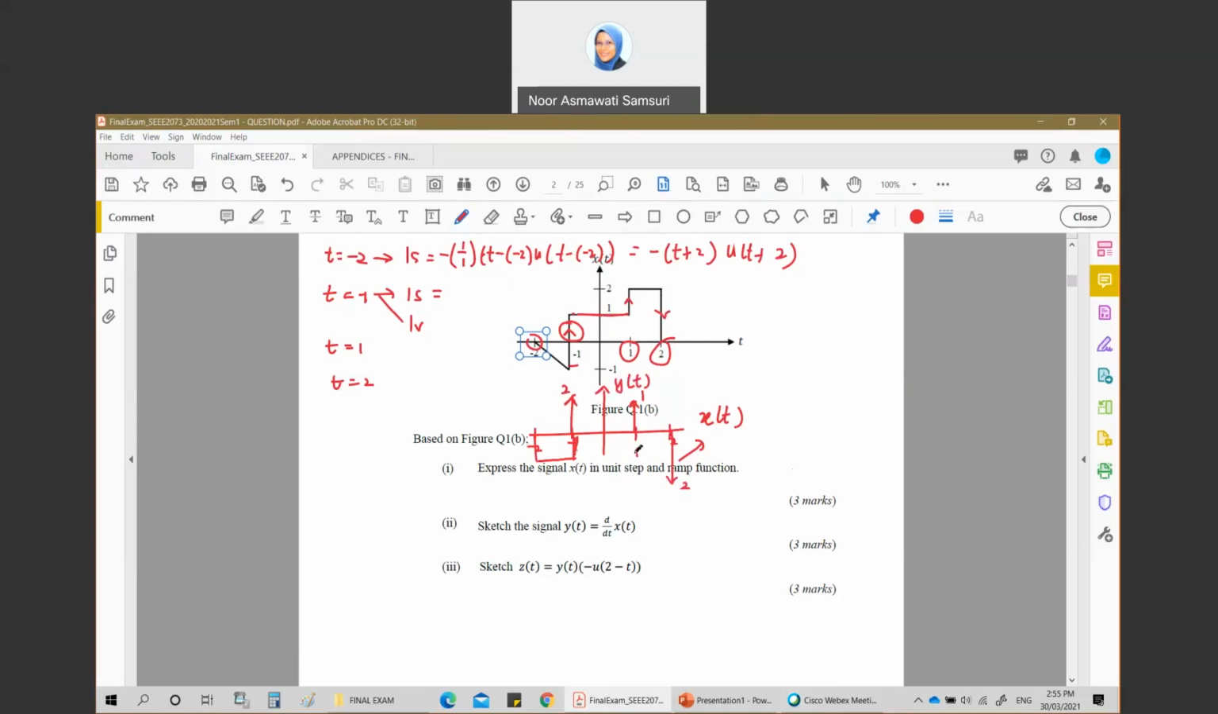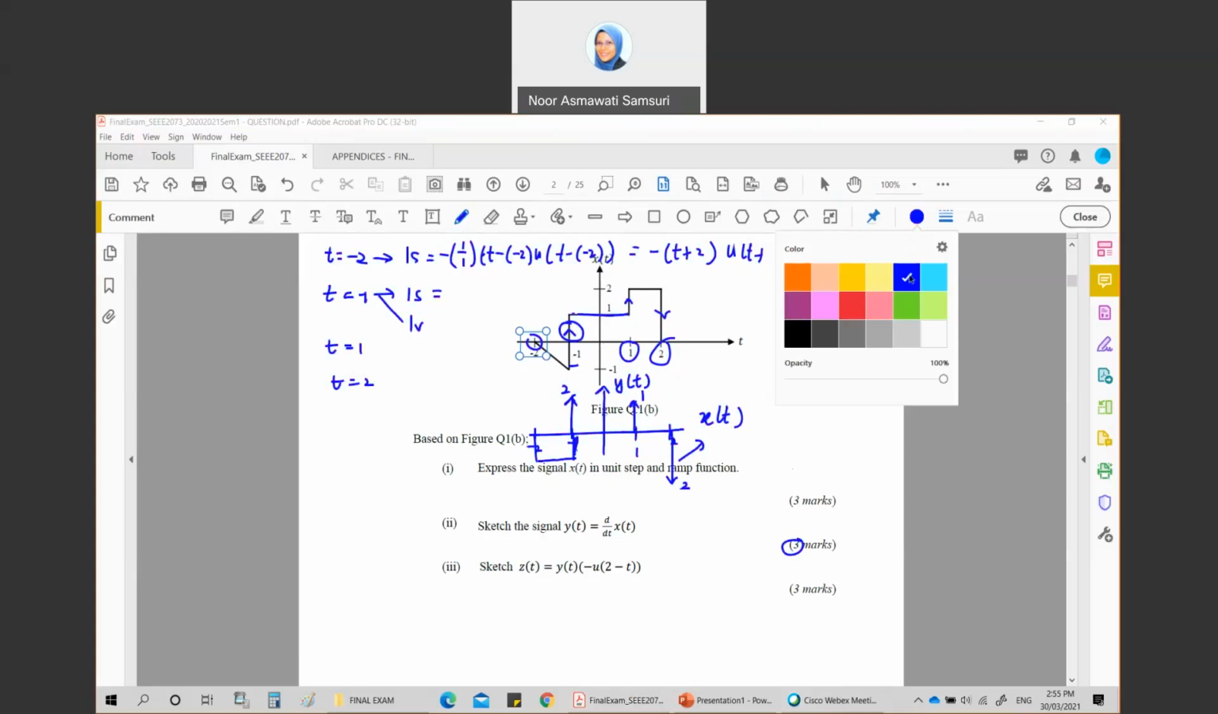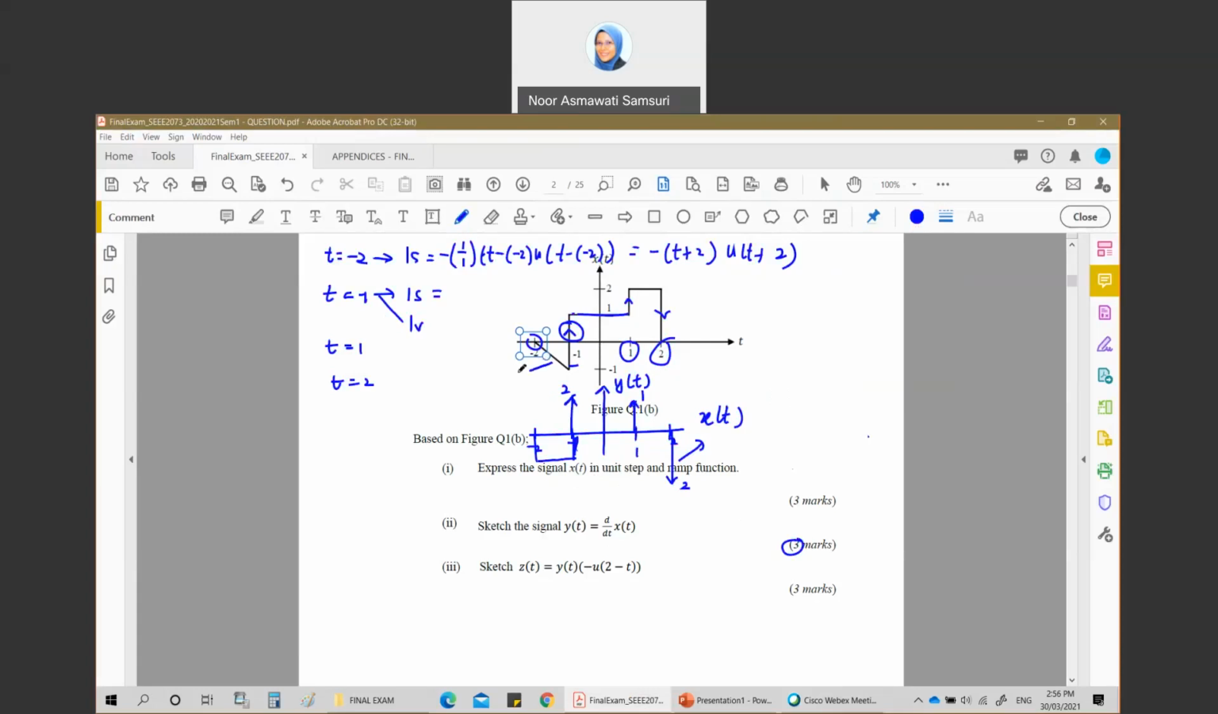Okay. So how to show the steps, because it's 3 marks. You can say the first component. For example, this is the first component. Oops, it changed everything. All right, it's okay. So this is the first component.